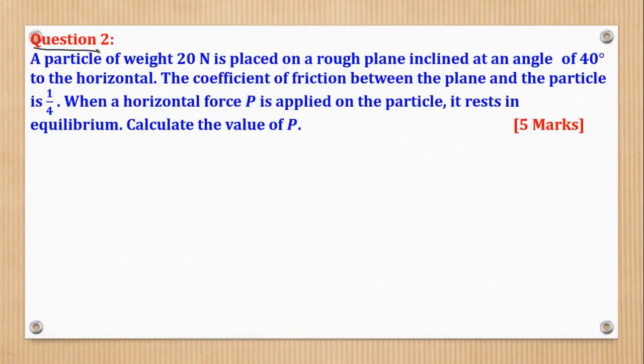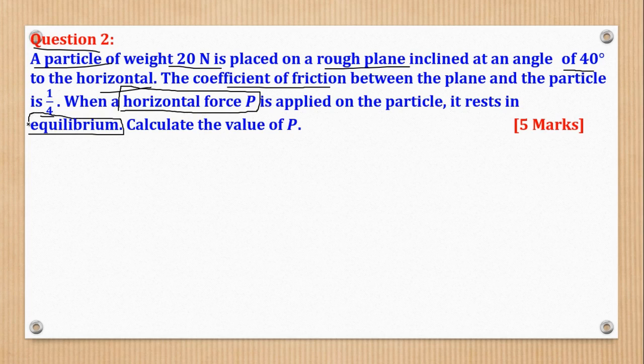Then question 2 is under mechanics and it says, a particle of weight 20 newtons is placed on a rough plane inclined at an angle of 40 degrees to the horizontal. The coefficient of friction between the plane and the particle is a quarter. When a horizontal force, note this word horizontal force, P is applied to the particle, it rests in equilibrium. Calculate the value of P.